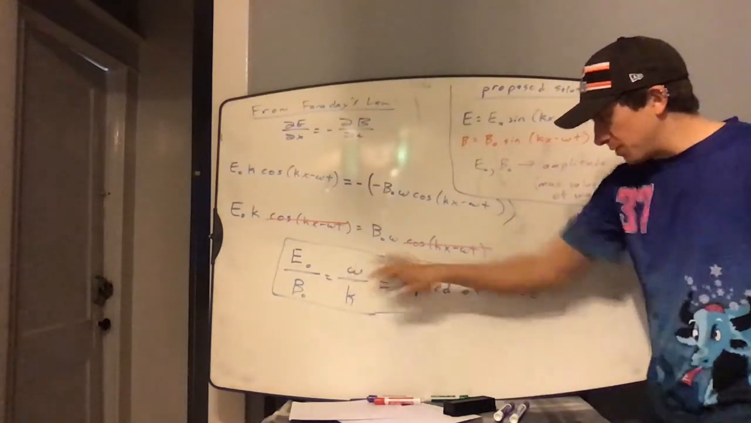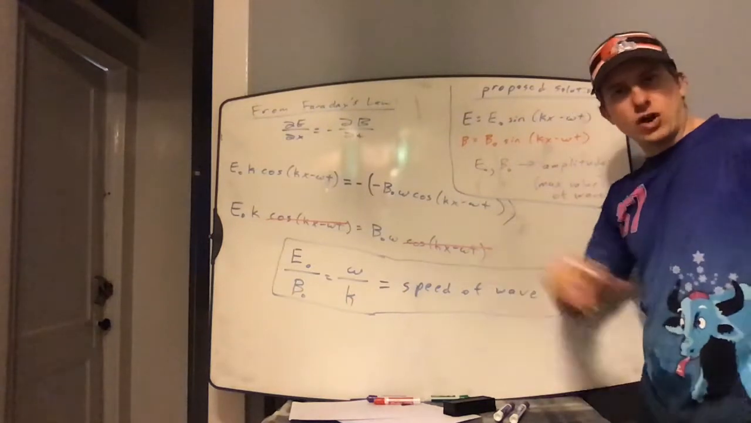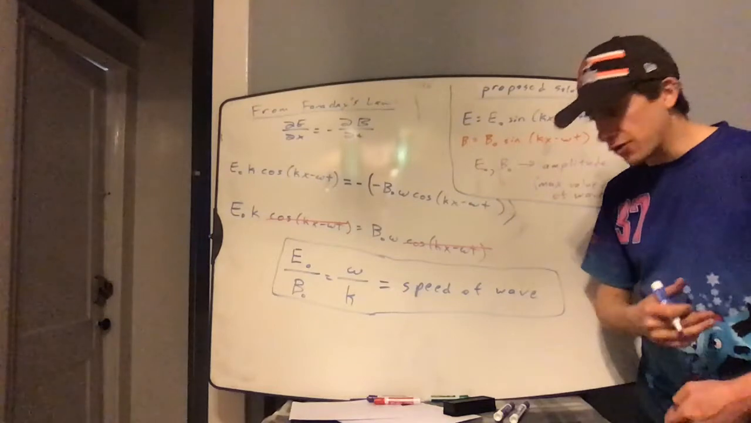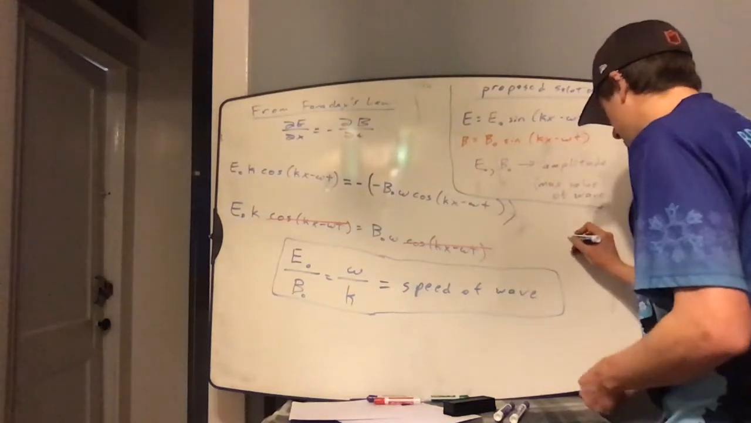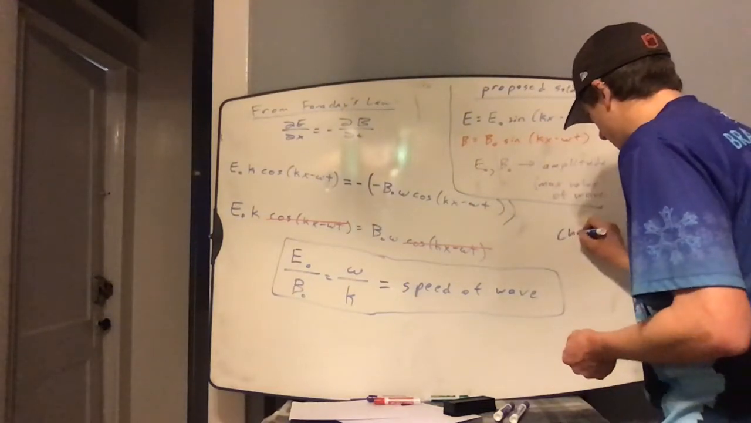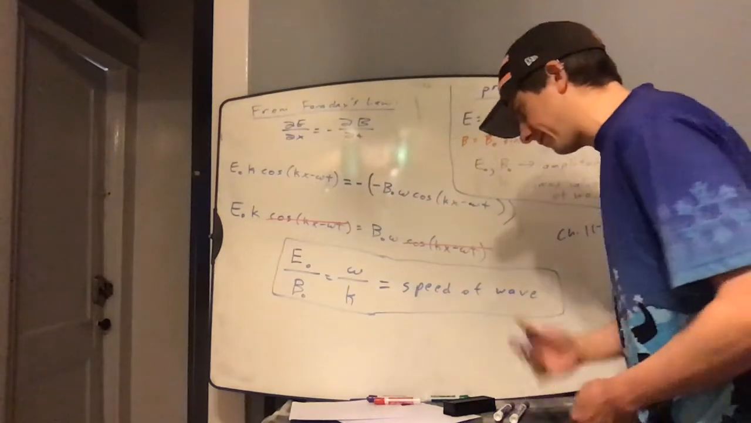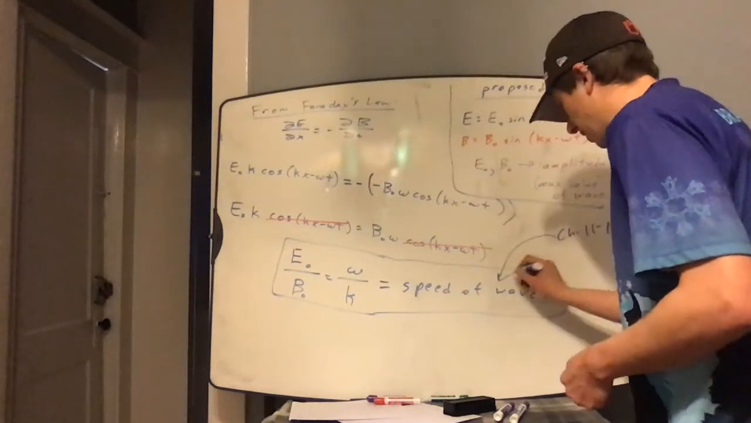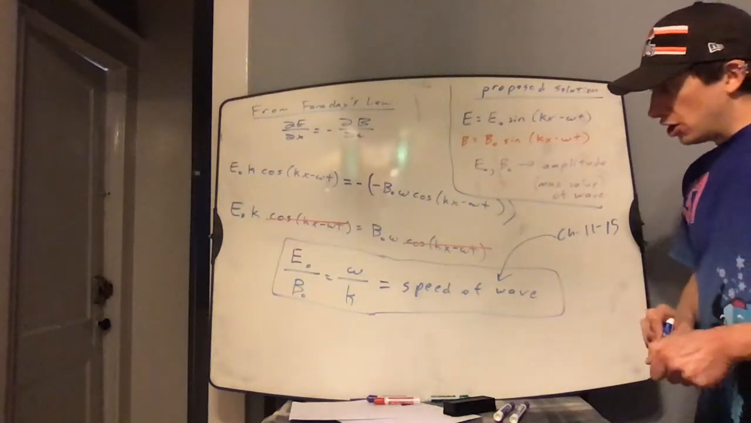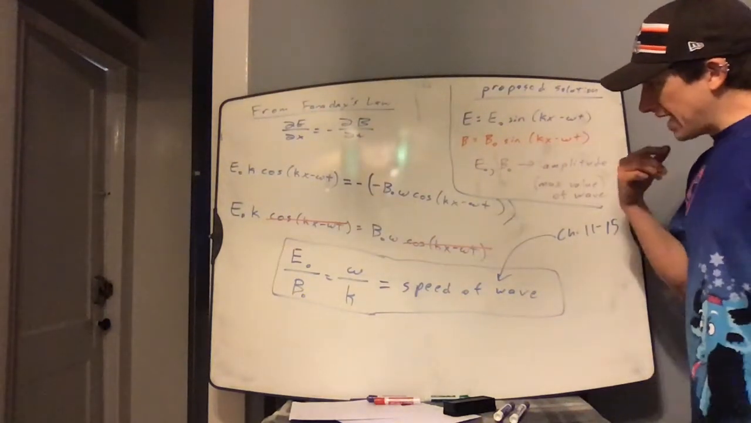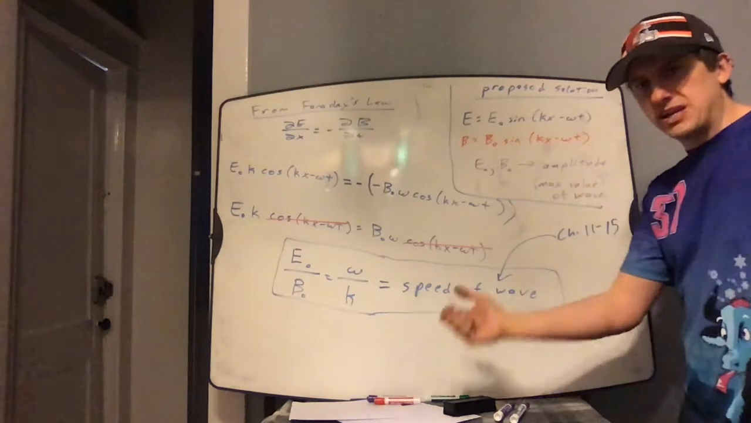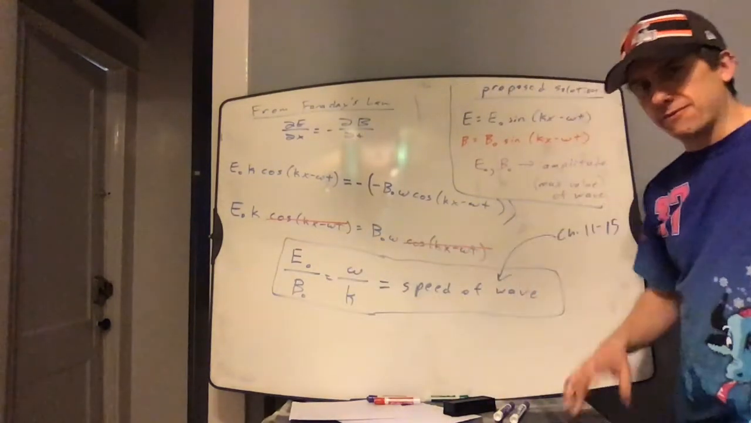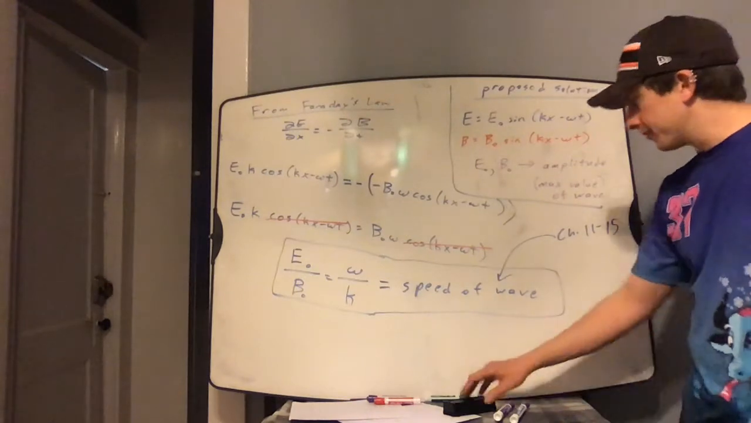Now this is the speed of a wave. This is well understood physics. We did not cover this in 121 or 122, but this would be material from chapter 11-15. For that being the speed of the wave. So we found a relationship between the speed at which this wave moves and the strength of the electric and magnetic fields when they're at their maximum.